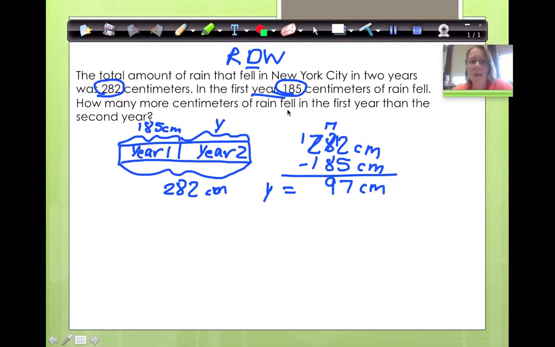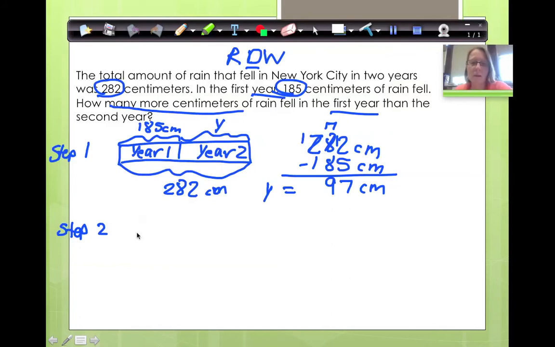But that's not what they want to know. They want to know how many more centimeters of rain fell in the first year than in the second year. They want to know what the difference is between the 2 years of rain. So I'm not done yet. Now let's make a different picture to show what we're going to do next. So this is step 1. This is what we did first. Now let's do step 2.